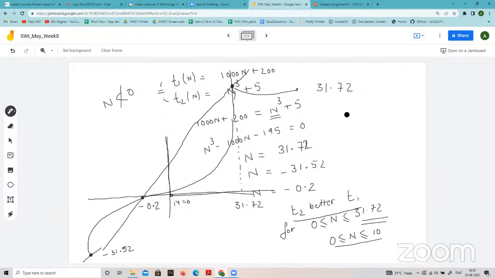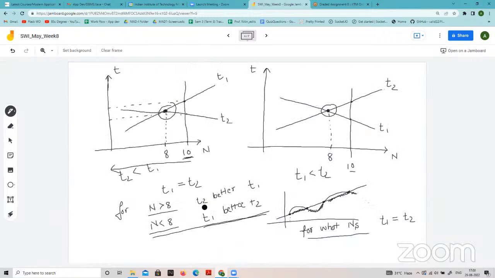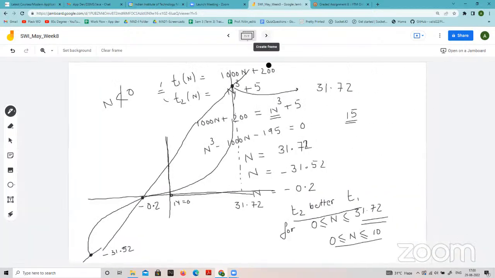Now somebody may come with the doubt, sir, I check with 15, still T2 is better than T1, right? So why am I saying this? Because the question says, if I'm making sure the input size is always less than 10, what about if the input size is greater than 10? For input size greater than 10, will T1 be better than T2? No, it can be, but only after 31.72. So if somebody asks me what will happen with 15, you should not get confused that if before 10 it gives T2 better than T1, after 10 it should give T1 better than T2. That is not the case.